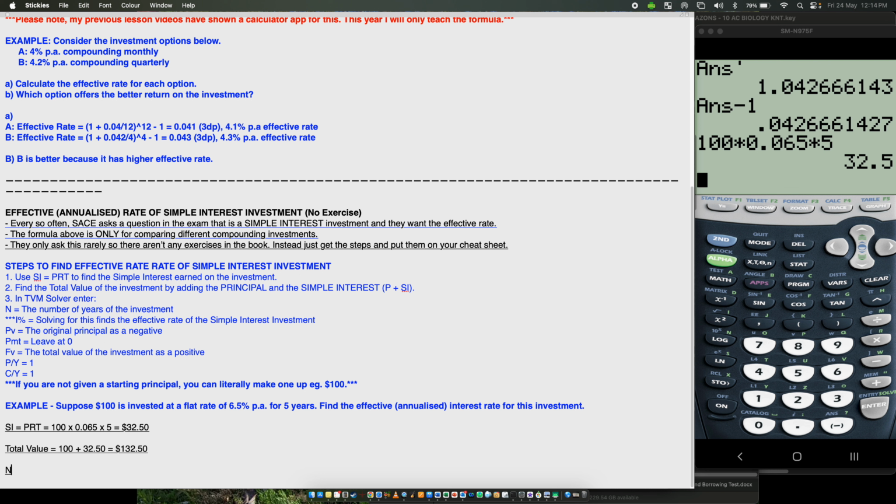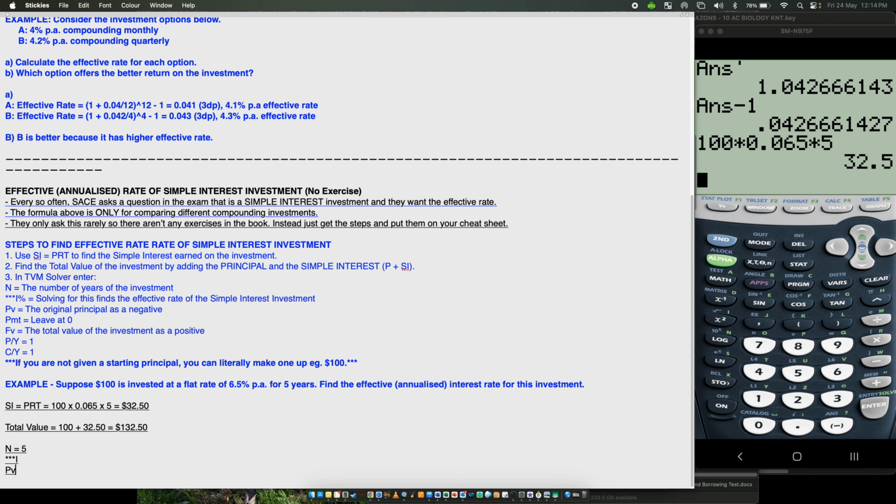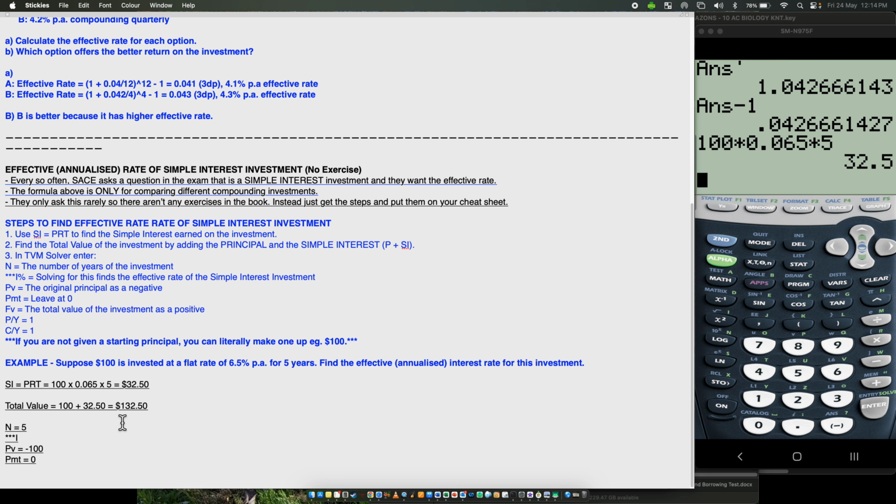N is the number of years of the investment. What did the question say the number of years was? 5. I is what you are solving for. PV. PV is the original principal as a negative. So in the simple interest situation, what did they invest? 100. So it's going to be negative 100. PMT is nothing. FV. What does the step say for FV? The total value of the investment is a positive, which was $132.50. And PY and CY are both, according to this, 1.